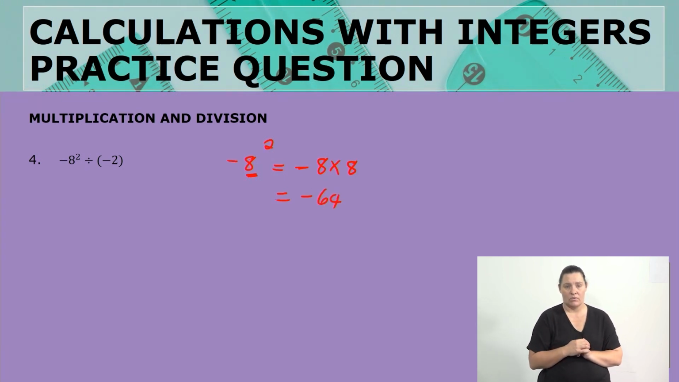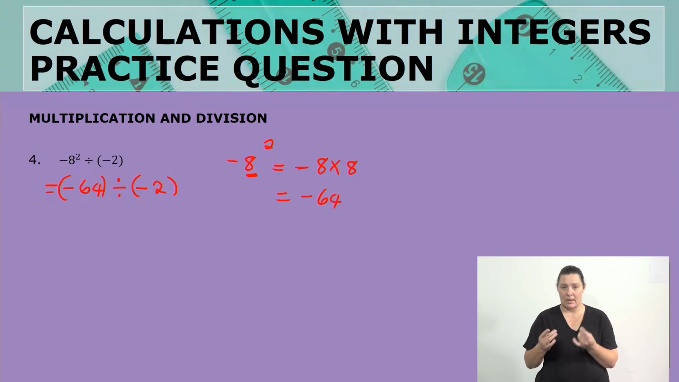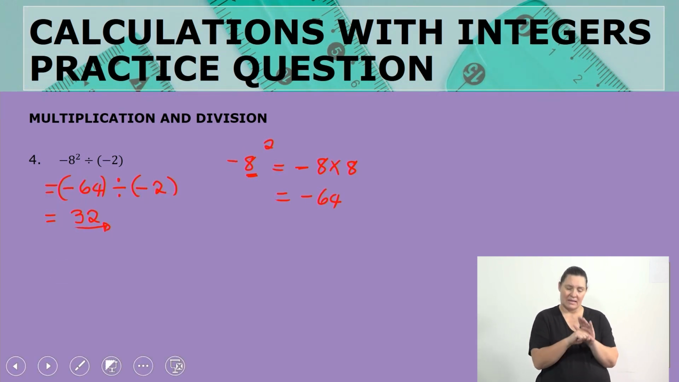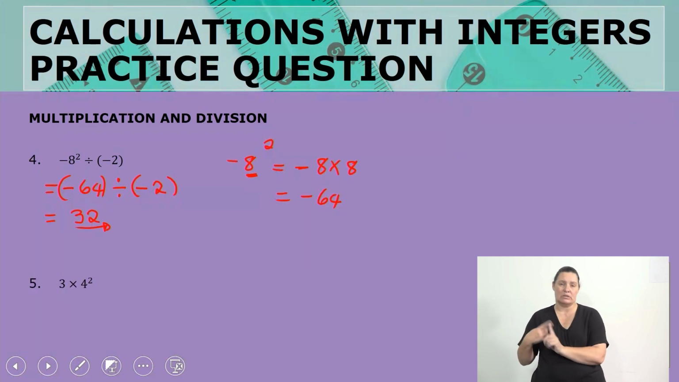So we are going to take it back to our sum, and this is going to be a negative 64 divided by a negative 2. So remember, we are going to place our brackets to avoid confusion. So I am dividing a negative number with a negative number. And if I am dividing two numbers that are negative, then my answer is going to be positive. So what is 64 divided by 2? That is 32. And my 32 is going to be positive because I am dividing two negative numbers. Let's look at the next one.